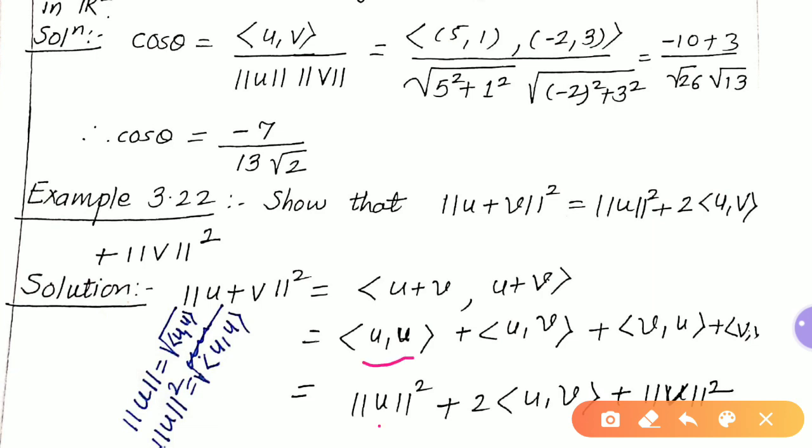Now by definition, this is norm of u squared. The inner product of u comma v is the same as the inner product of v comma u by the symmetric property, so it will be 2 times the inner product of u comma v. This is not the norm, sorry, this is the inner product of u comma v. The inner product of v comma v is norm of v squared. So this symbol is norm, this symbol is inner product. So you can prove it in 2 steps, left hand side equal to right hand side.